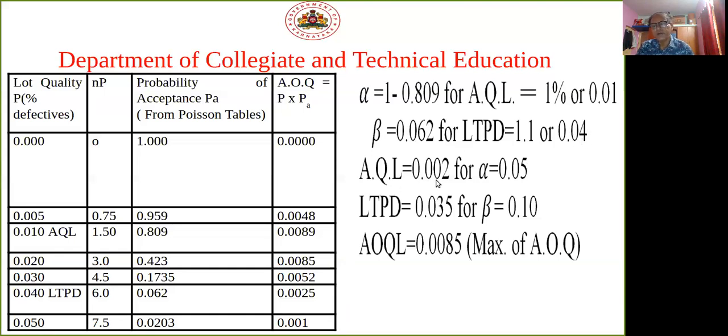So AQL for 0.02, alpha is 0.05, and LTPD for that is 1, and AQL is 0.0085. That is the maximum of AQL. These are the things that I have already discussed. And now we'll go to the next slide.